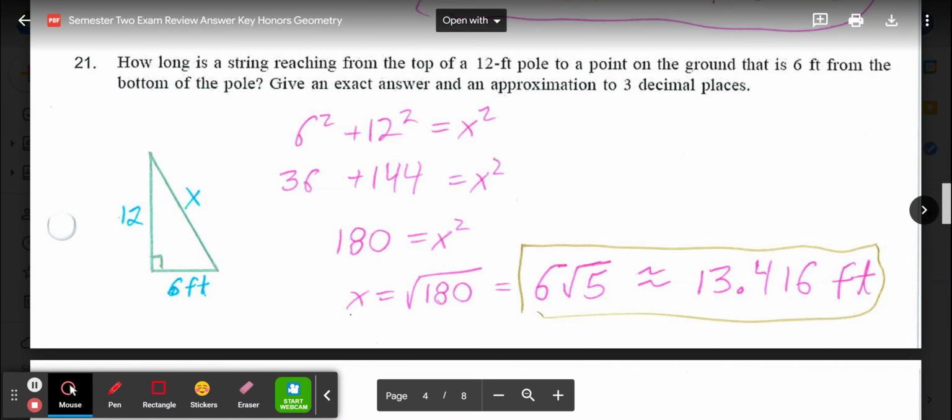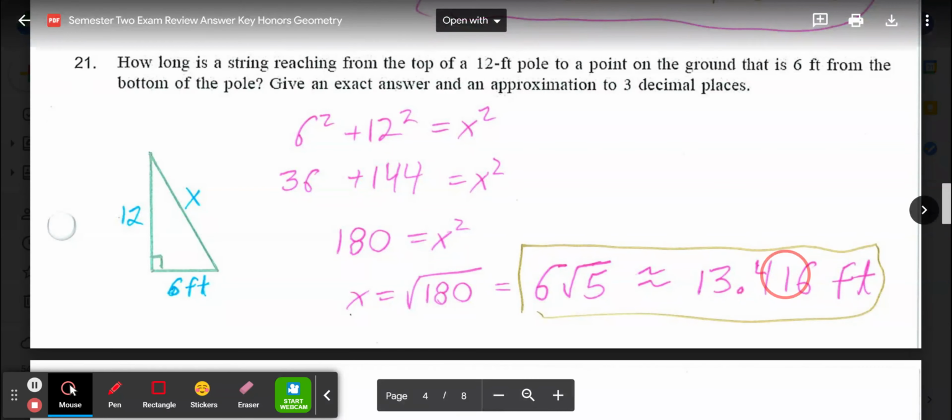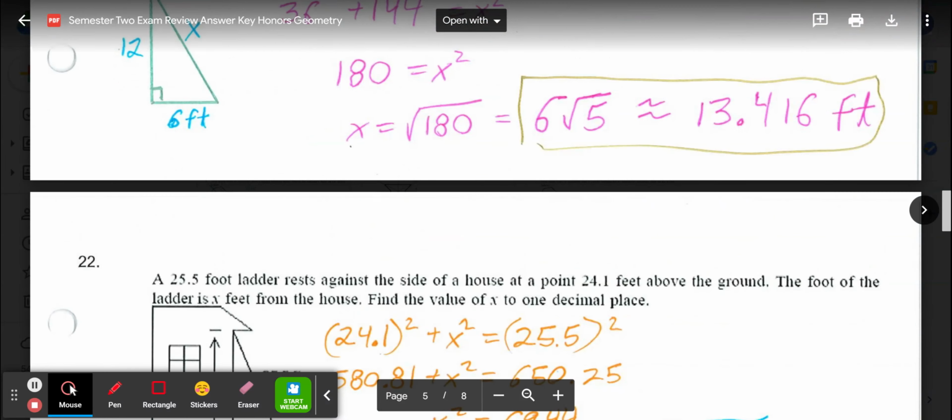21, the word problem here. So if we draw a diagram of the scenario, we know that the string is atop a 12-foot pole, and that the point on the ground is 6 feet from the pole. So we would use Pythagorean theorem again. 6 squared plus 12 squared is x squared. So 180 is x squared. X is the square root of 180, which is 6 square roots of 5, or approximately 13.416 feet.